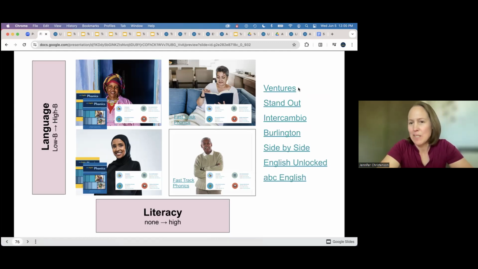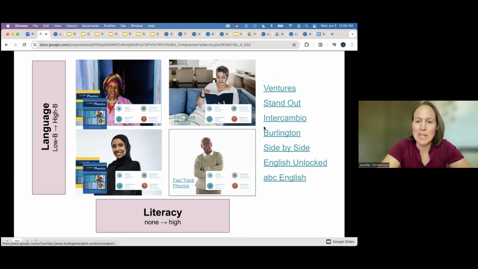Some of the really common ones that you may know of are things such as Ventures or Standout or Intercambio or Burlington, Side by Side, English Unlocked. You probably have some favorites. If you don't know about these, I've put some links here that you can check out. I also think it's really useful to network and find out what other similar programs may be using and talk to their teachers and programs to see what they think about how a curriculum fits with their specific learner.